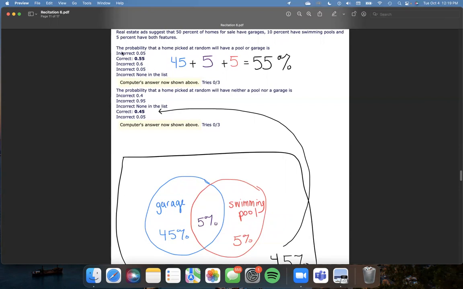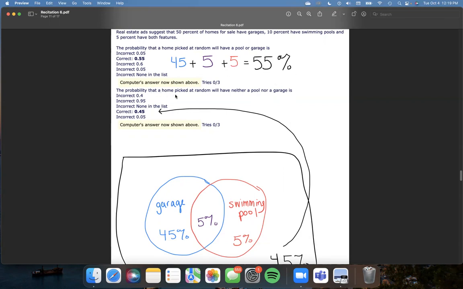So the first question, the probability that a home picked at random will have a pool or garage is, so that would be, we're going to add all these probabilities together. So 45 plus 5 plus 5 equals 55%.